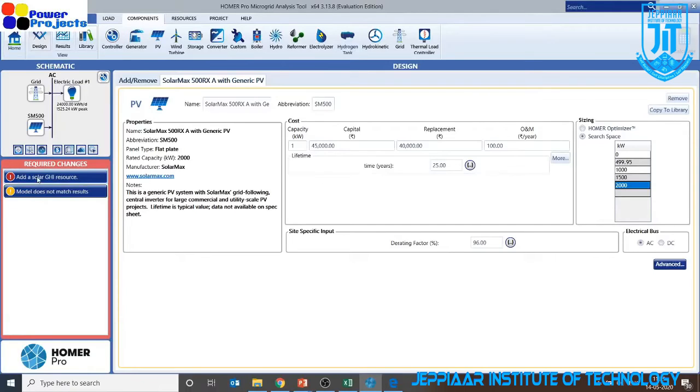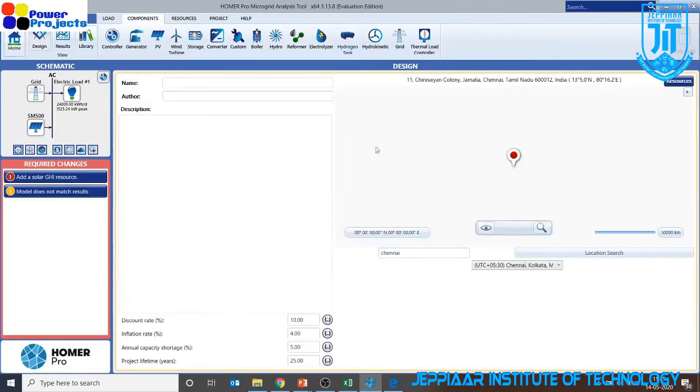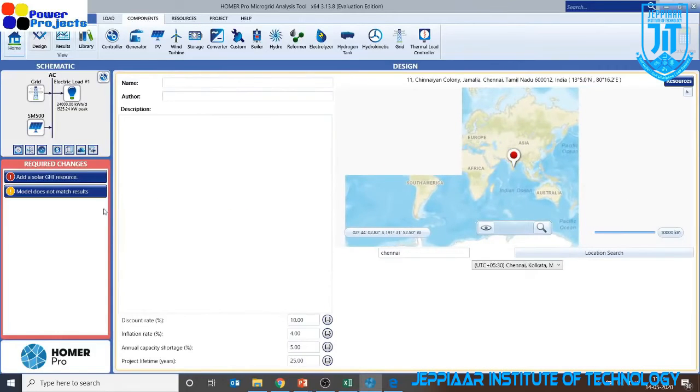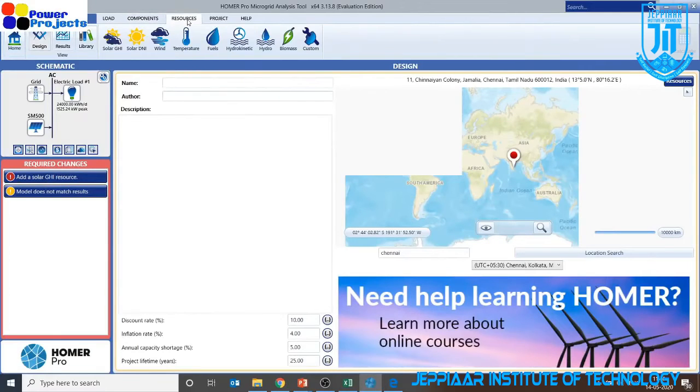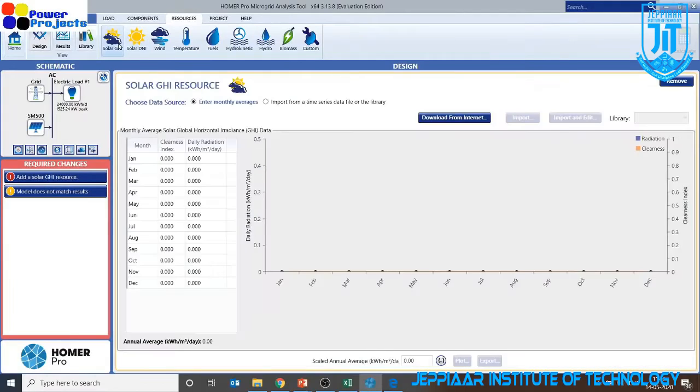Right. So now the calculate button is disabled. That's because of the error which is showing. It's saying add a solar GHI resource. I have added a solar plant, but for the location I have selected, that is Chennai, I need to import the solar radiation available for that particular place. That can be imported directly from the internet, or from your other options, or you can even enter the value if you know it. So I am just downloading from the internet.